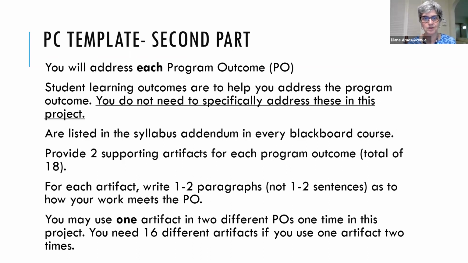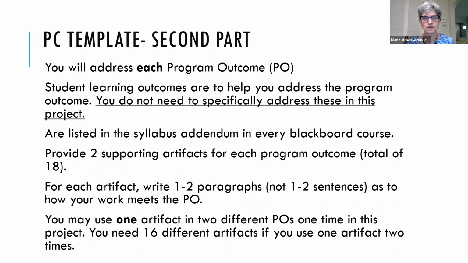And then the second part, this is the bigger part of this whole project, is using the project concert template, and you're going to address each program outcome. Each program outcome, there's 9. The first program outcome is synthesize liberal arts and scientific background into advanced nursing roles. The reason I chose program outcome number 1 for you to do is because you've had a lot of arts and science courses now, so you're able to address this program outcome.